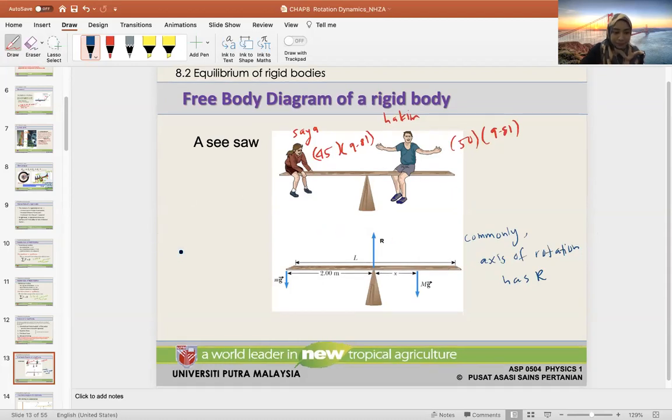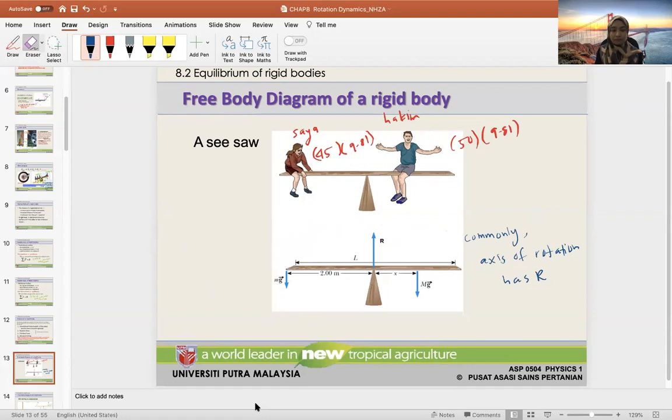Okay. Faham ke kenapa kita tengok beam je? Faham. That is why we don't have R over here. We don't have R over here because we are not talking about ourselves. We're talking about the beam. Yep.